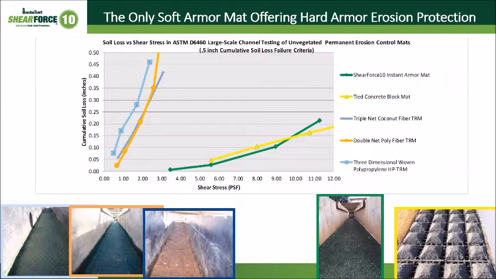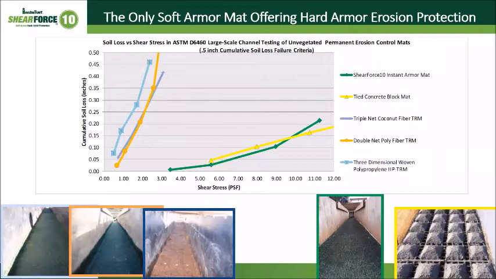So from that testing, and I don't know how much you could pick up from the testing, but that's ASTM D6460, just large-scale channel testing. Those tests were run at a facility called TRI Environmental. It's down in South Carolina. They do all of the large-scale testing on rolled erosion products under the NTPEP program. So they have a lot of experience in running this particular ASTM test.